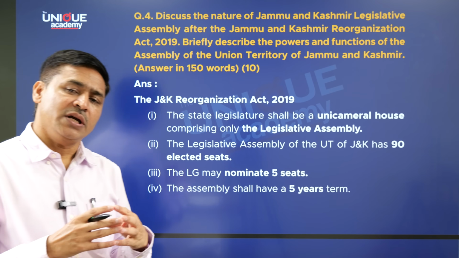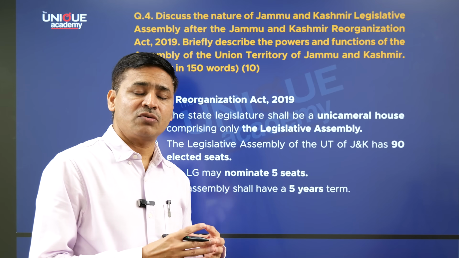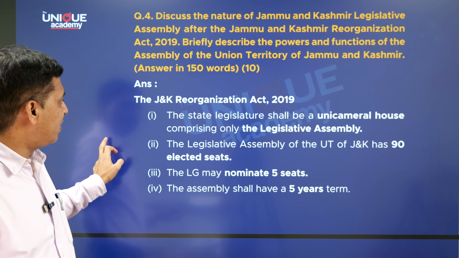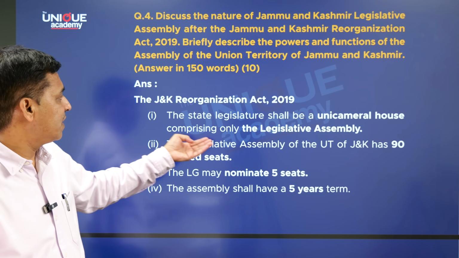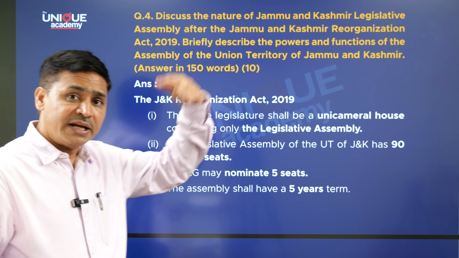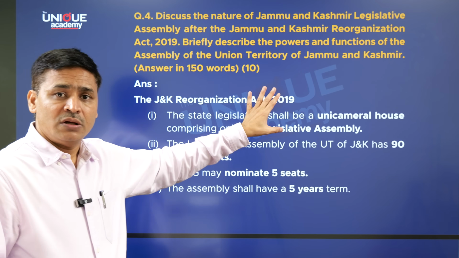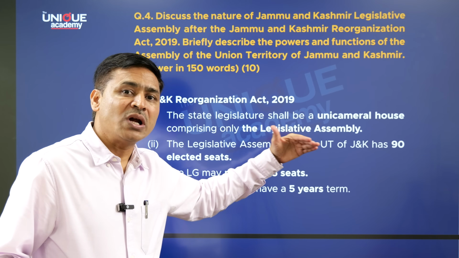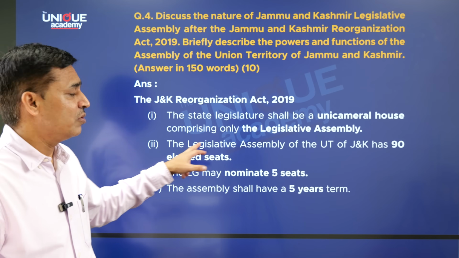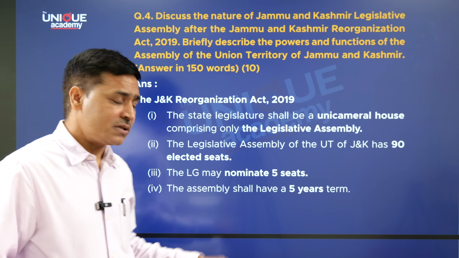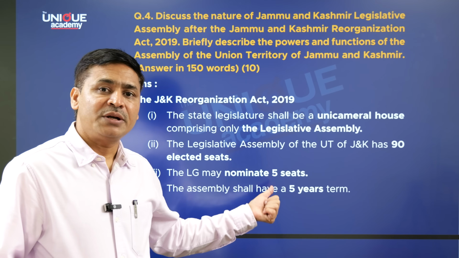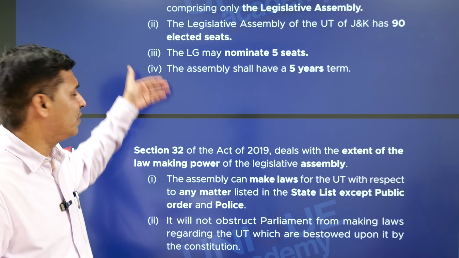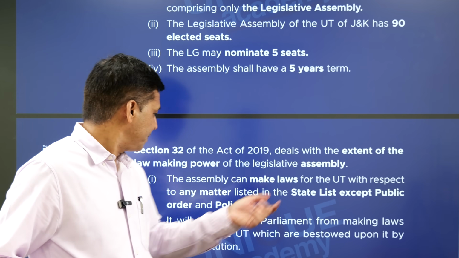Okay, so this question also may fall in the category of factual question. Now, J&K Reorganization Act 2019, these are mere facts. The state legislature shall be unicameral, unlike the earlier bicameral legislature. So the present legislature has only one house, that is the state legislative assembly. Now this is going to comprise of 90 members and another 5 can be nominated by the LG. Okay, the assembly shall have 5 years. So these are mere factual aspects of the assembly.